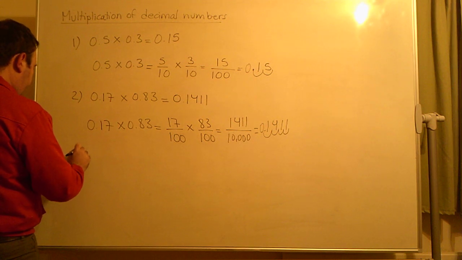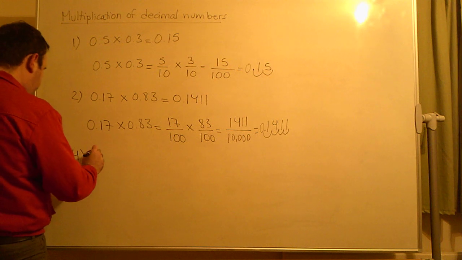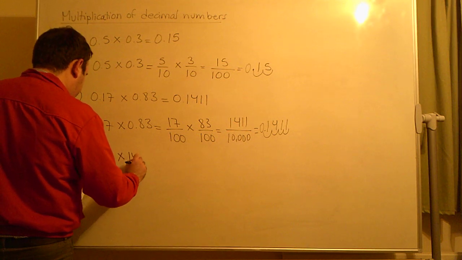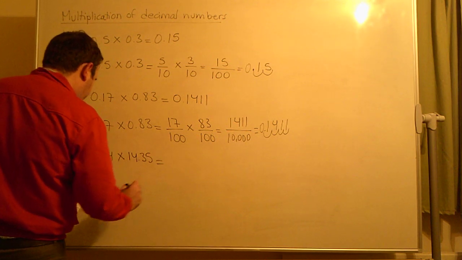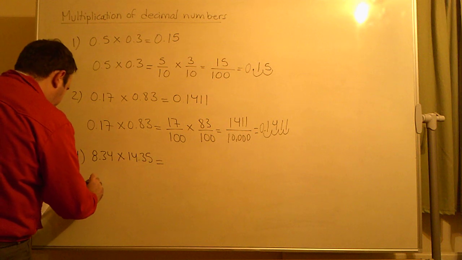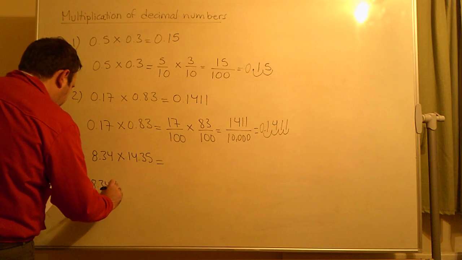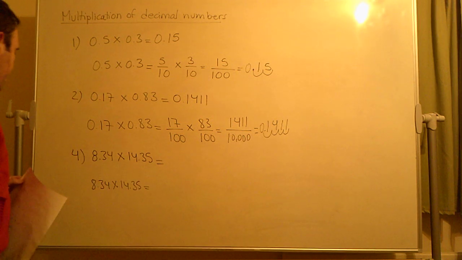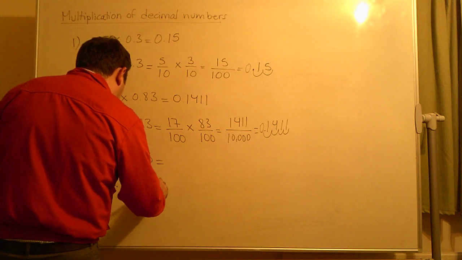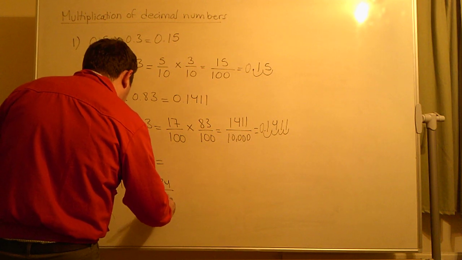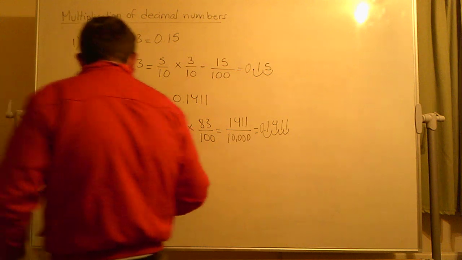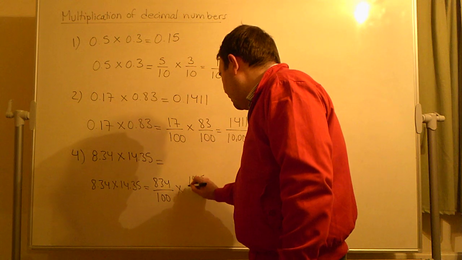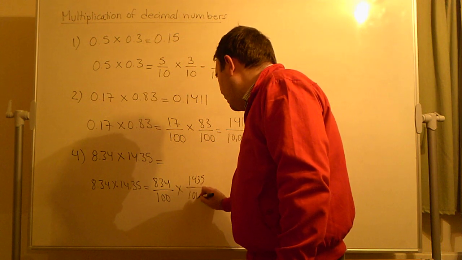Now we're going to skip up to example number 4, and we would have 8.34 times 14.35. So we're going to write it down here, 8.34 times 14.35. So this can be expressed as 834 divided by 100 times, now 1435 divided by 100.